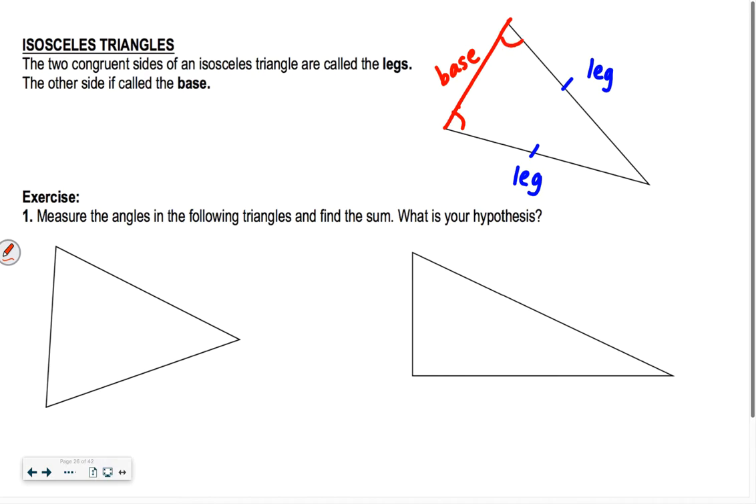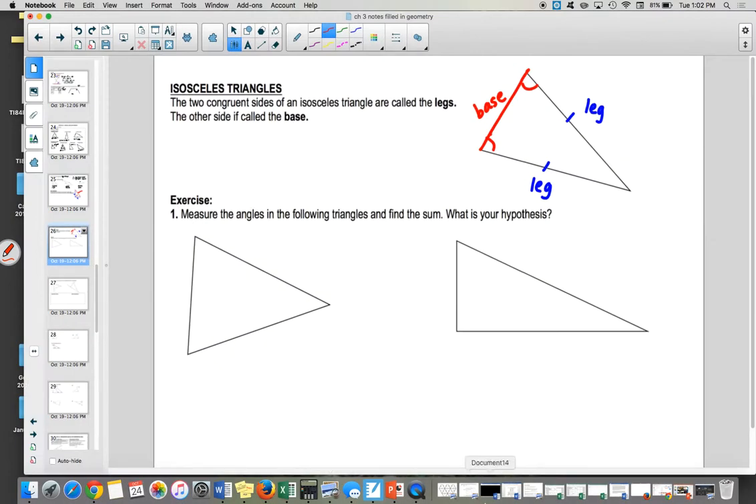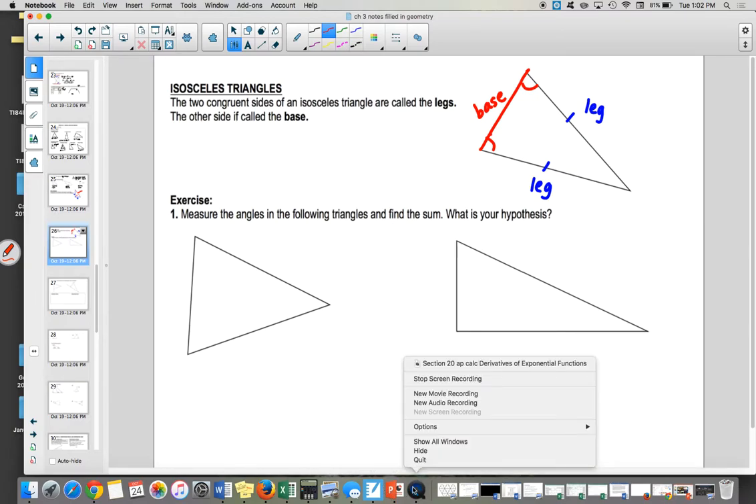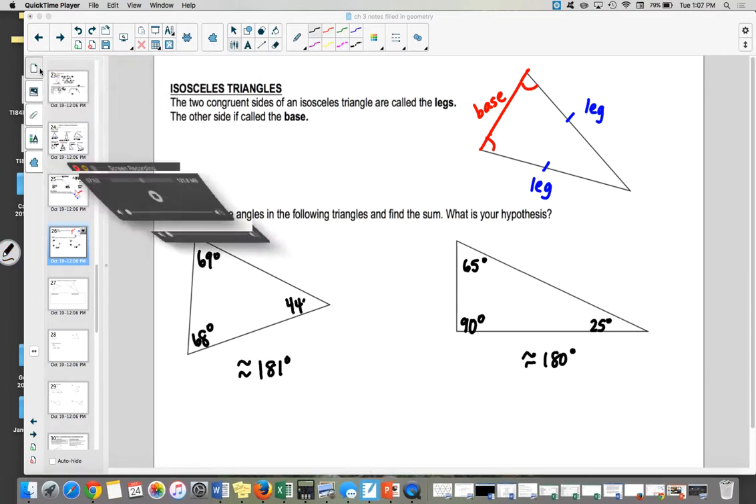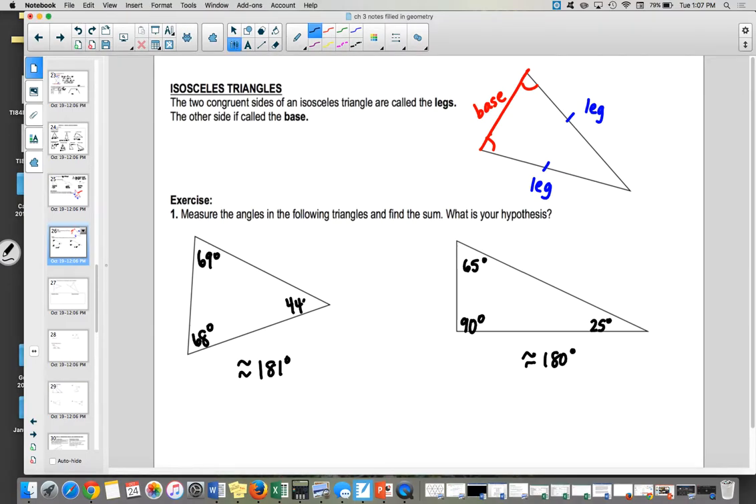So it says measure the angles in the following triangles and find the sum. What is your hypothesis? So I'm going to get out some protractors and we're going to try this. You might think it's silly that I'm having you measure, but when I taught at IU, you would be shocked. There are lots of people that don't know how to measure angles. So we're going to do it, so we can see that those angles should add up to be 180. We had a little bit of human error on that first one, but it was pretty darn close. 181, that's pretty close. So they should add up to be 180.